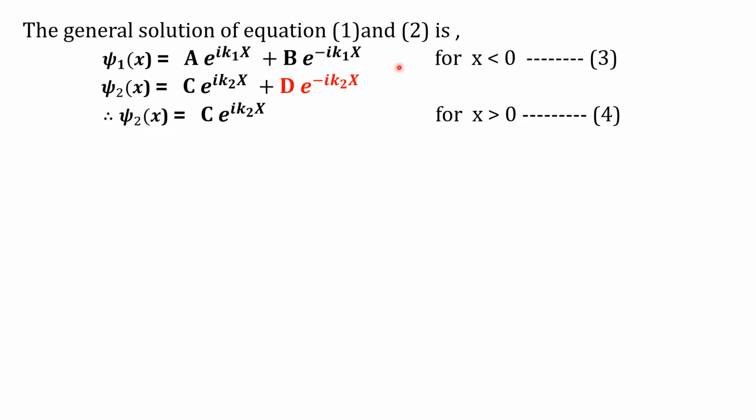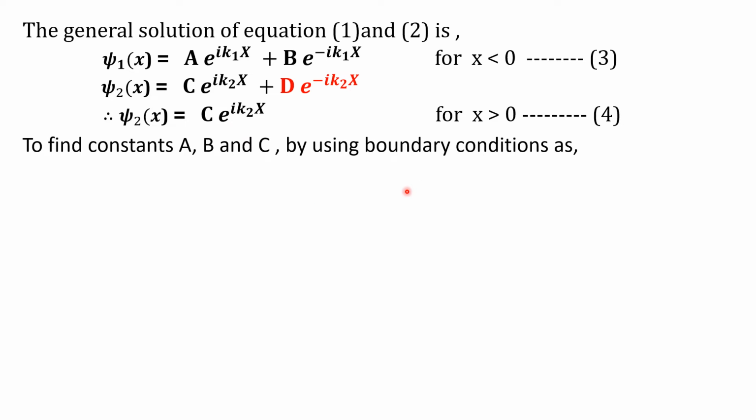Here, in equations 3 and 4, a, b, c are constants. We determine these constants by using the boundary conditions. Now, we know that at the boundary x equal to 0, the wave function is continuous as well as its derivative. Hence, psi 1(x) for region 1 must be equal to psi 2(x) for region 2 at the boundary x equal to 0. The derivative is also continuous: d psi 1 by dx equal to d psi 2 by dx. We apply these conditions and find the constants a, b, c.